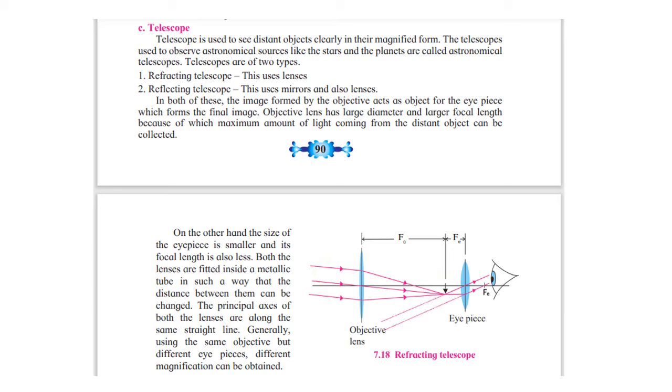The objective as well as the eyepiece, both of them are kept inside a tube, and this tube, you can say the metallic tube, is movable. You can move it and change the focal length of the eyepiece as well as the objective. So by using the same objective but a different eyepiece, you can get different magnification from the same object.